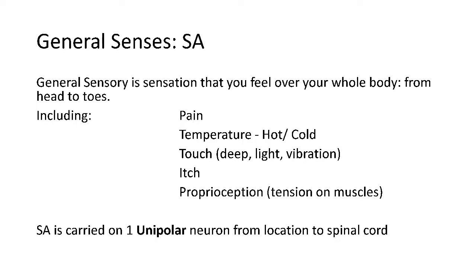And proprioception is the one that most people never hear about until they take an actual formal science class. It is the sense of the length of your muscles. It's how you can tell the difference between the weight of a stapler and a piece of chalk, which is a demonstration I frequently do in class. It's how you know where you are in space. SA is carried by one unipolar neuron. And the way we draw that is we have the sensory, we do a little circle, and we do this. And that is one unipolar neuron from start to finish.